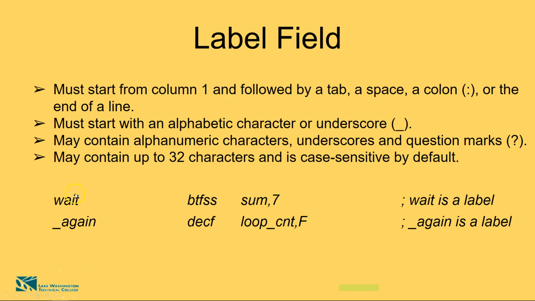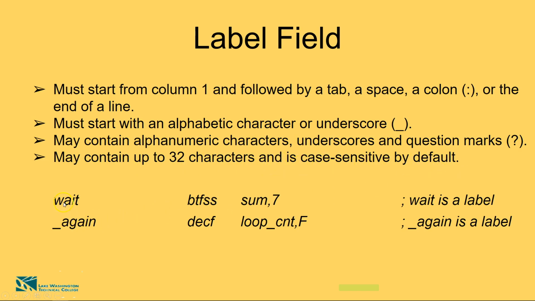Whatever you have here is your label, and it is followed by a tab, a space, or a colon like this, or the end of a line. It must start with an alphabetical character or underscore. So you see this starts with an underscore, followed by alphabetical characters, and this directly starts with an alphabetical character. And it may contain numeric characters, underscores, and question marks, and it may contain up to 32 characters and is case sensitive by default.